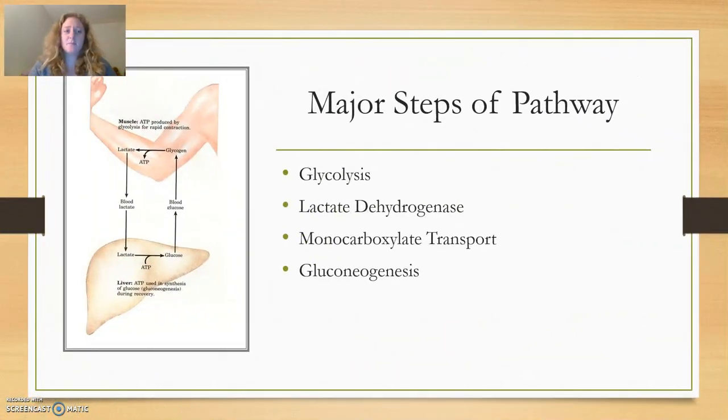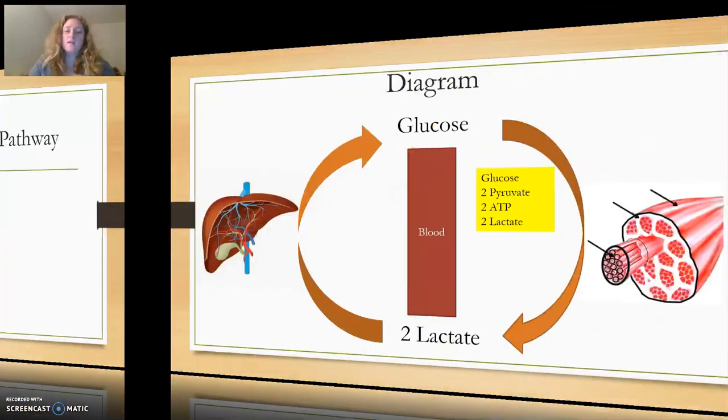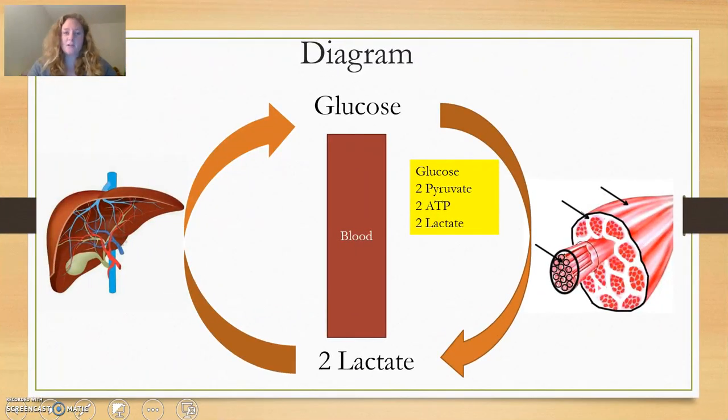For this presentation, we're going to be going over the diagram on the left, which shows the skeletal muscle creating energy and sending lactate to the liver in order for us to work out. The major steps of this pathway are glycolysis, lactate dehydrogenase, monocarboxylate transport, and gluconeogenesis. We're going to start with glucose.